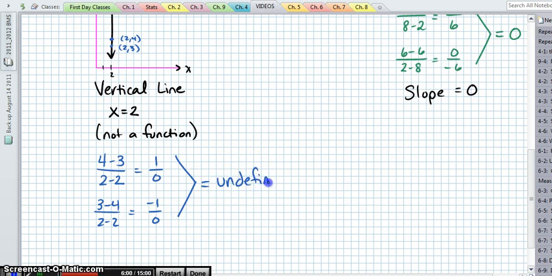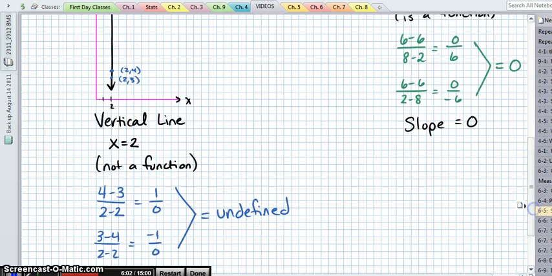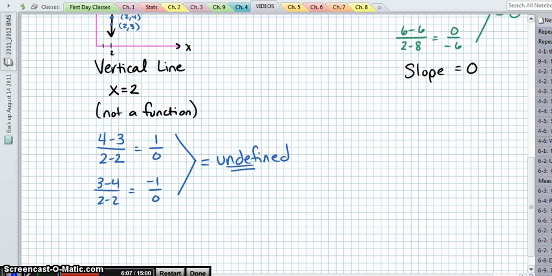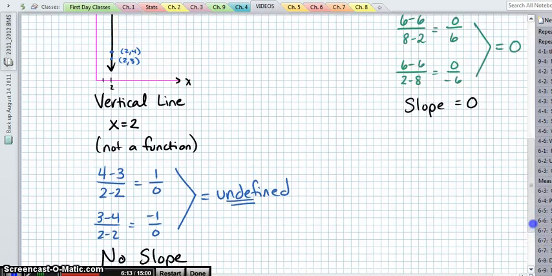It is undefined. It equals no number. Okay, we do not define a slope. There is no slope for vertical lines. So those are the two special cases.